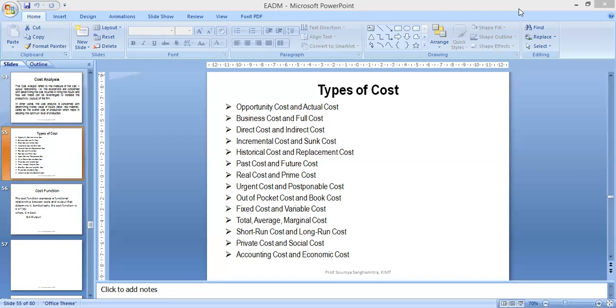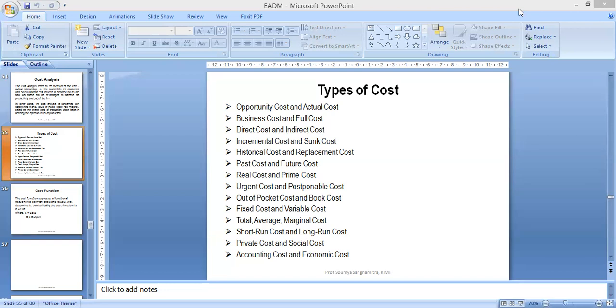Actual cost comes under the accounting concept. On the other hand, prime cost refers to all such expenses which can be directly assigned to the production of a commodity. It consists of direct material cost, direct labor cost, and other direct expenses. We can say prime cost equals direct material plus direct wages plus direct expenses.